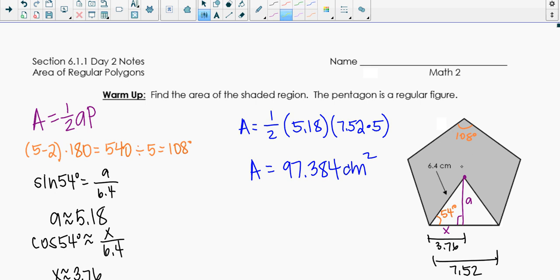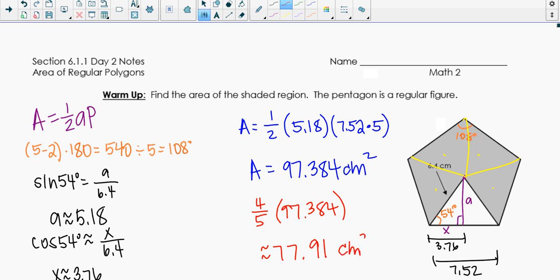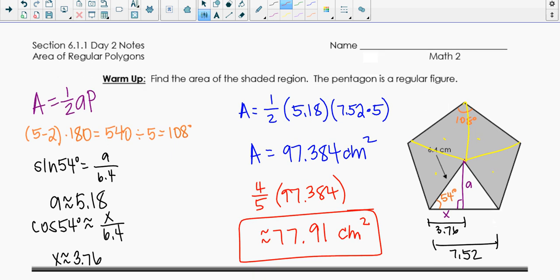So this is kind of what I was saying in the beginning. Remember, if you were to divide this up, there's 1, 2, 3, 4, 5 triangles, and they're all congruent because it's a regular figure. So then I want 4 of them. So for my actual answer, I'm going to take 4/5 of 97.384. So the area of the shaded region is about 77.91 centimeters squared.